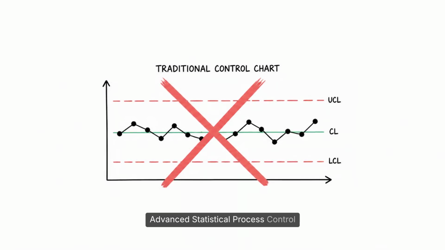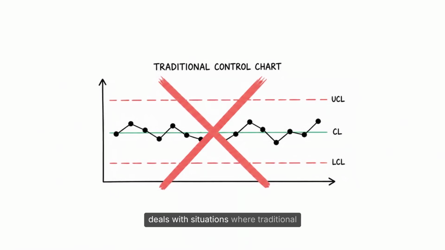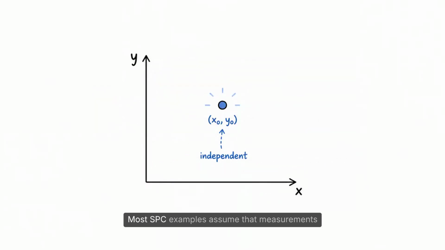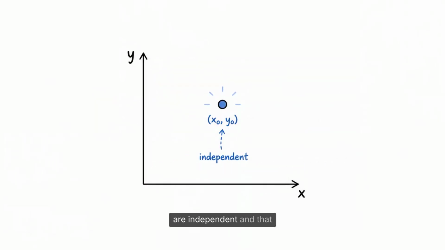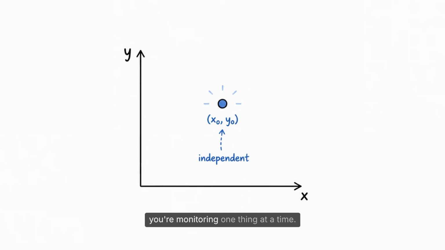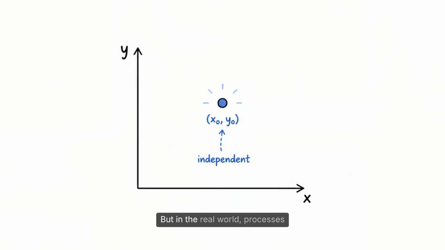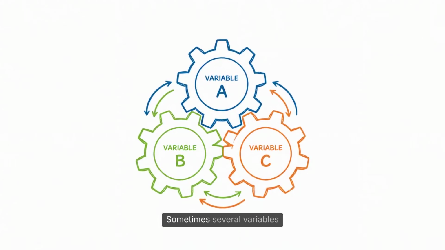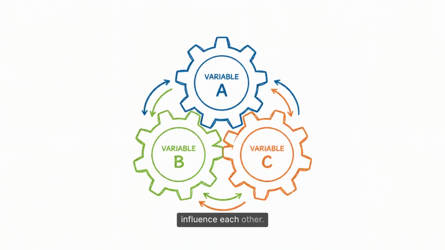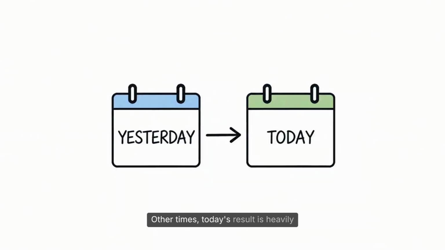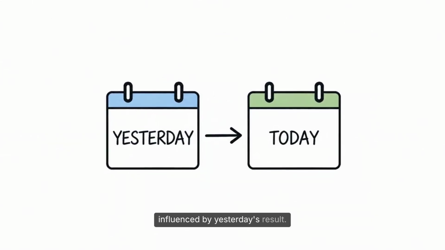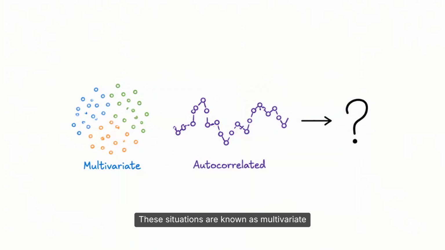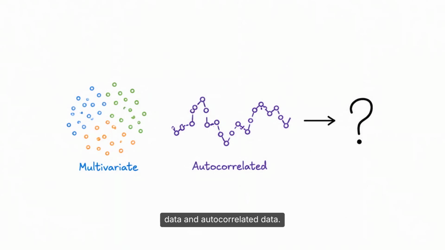Advanced Statistical Process Control deals with situations where traditional control charts can be misleading. Most SPC examples assume that measurements are independent and that you're monitoring one thing at a time. But in the real world, processes are often more complicated. Sometimes, several variables influence each other. Other times, today's result is heavily influenced by yesterday's result. These situations are known as multivariate data and autocorrelated data.